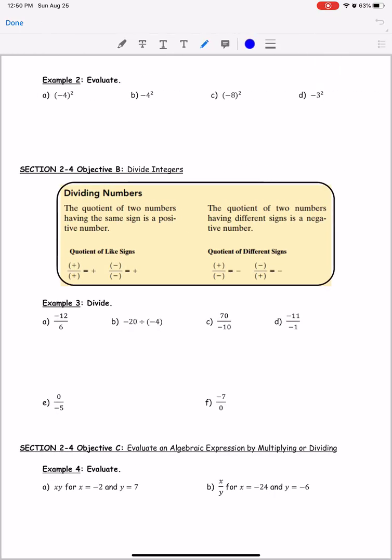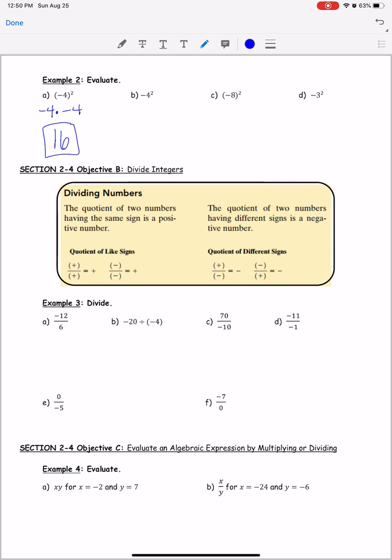So evaluate. We've got -4 in parentheses squared. Because this -4 is in parentheses, what that means is you've got -4 times -4. Well, negative times negative is positive, right? You have the same signs. So 4 times 4 is 16. So that is my answer.